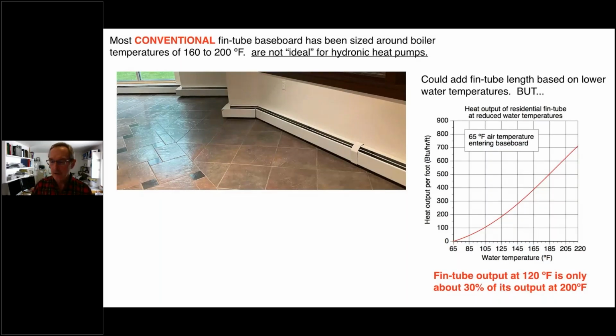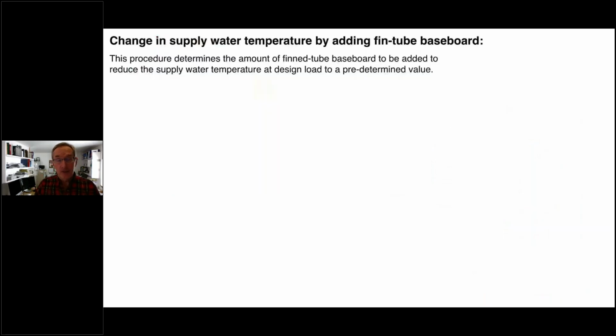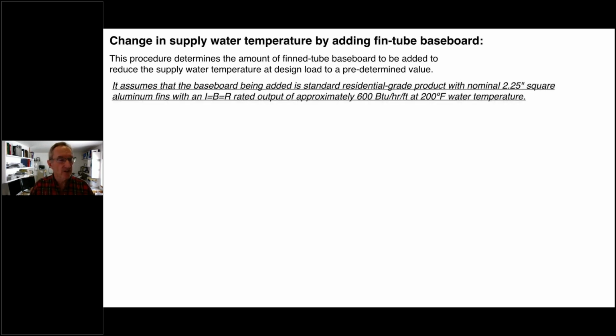Again, standard residential fin tube, 2 1/4 inch square fins, usually 3/4 inch tubing. Okay. And down here, just this note, fin tube output at 120 degrees is only about 30% of its output at 200. Now, the procedure I'm going to show you is a calculation of how much fin tube, standard residential grade fin tube, I would have to add to a system to bring the water temperature down to some predetermined level, be it 120 or 110, and so forth.